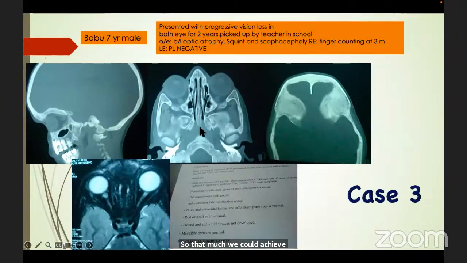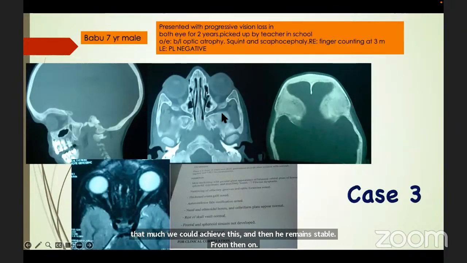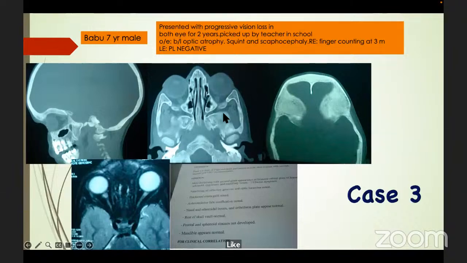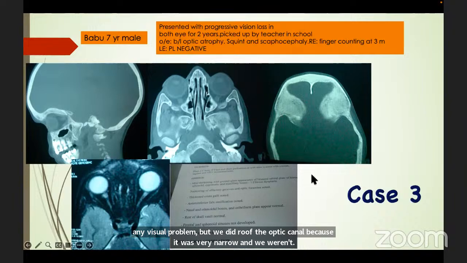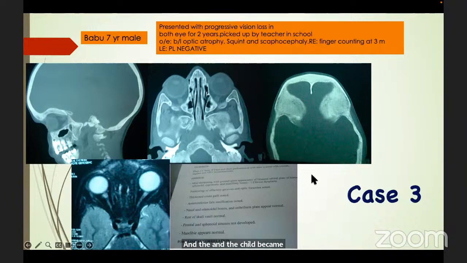Now in this connection, I'd like to say I had another experience with a 15-year-old boy where we went in and deroofed the optic canal because it was very narrow. I could not bring the pictures because I could not retrieve them. That was in 2014. He did not have any visual problem, but we deroofed the optic canal and we burnt our fingers and the child became blind. Until now we feel guilty about that particular case. When we went through the literature, we found that it is advised not to do this on a prophylactic basis.